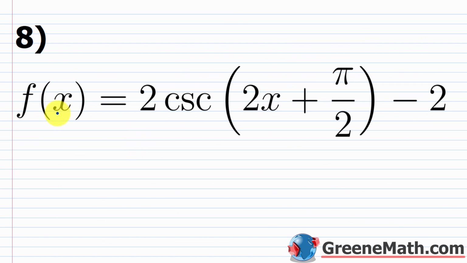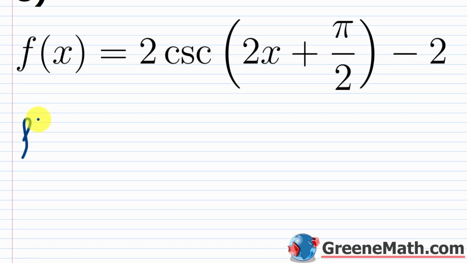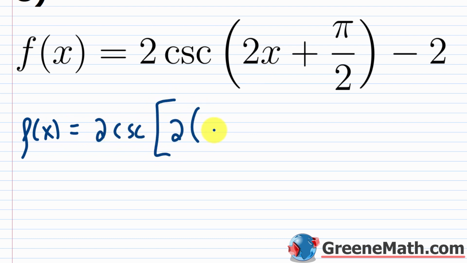All right, for problem 8, we have f of x equals 2 cosecant of 2x plus pi over 2, and then -2. So let me slide down here a little bit, and let me write f of x is equal to 2 cosecant of, let me pull out the 2, and then inside I would have x plus, how do I undo multiplication by 2? Well, I can multiply by half, so pi over 2 times a half would be pi over 4. Close that down, close this down, then -2.